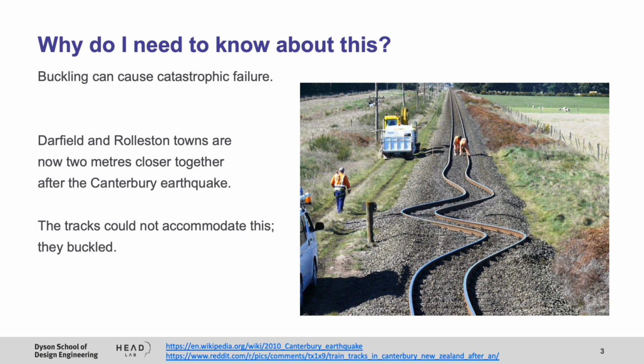The tracks that are shown in this figure have been under massive compression, but this was not due to thermal expansion. This was done by an earthquake which brought two cities in New Zealand closer together by 2 meters. The tracks could not accommodate that amount of contraction, and as a result, they buckled.